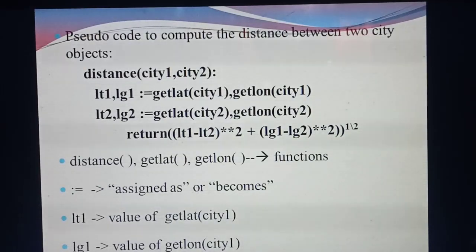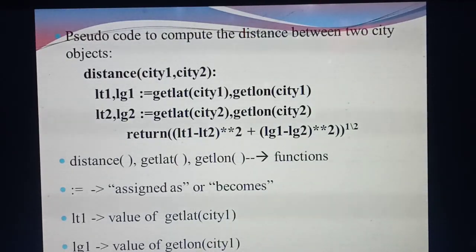Distance of is a function. So now you are going to calculate the distance between two city objects. For that you are going to create one function. What's the function name? Distance of. Inside the distance of, you are going to create two city objects: city 1 and city 2. So you are going to calculate the distance between these two cities. How many latitudes and how many longitudes do you need? Two. Latitude 1 for city 1 and latitude 2 for city 2. In the same way, longitude 1 for city 1 and longitude 2 for city 2.